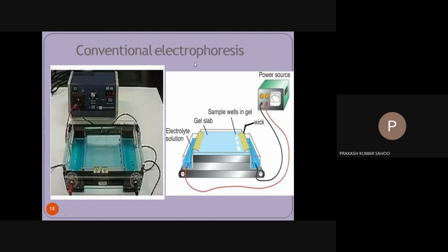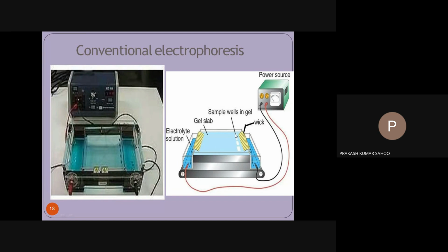This is conventional electrophoresis. This is the actual instrument, and this is the computerized one. There is a bed, which is nothing but the gel slab, and this is the sample well. Samples are injected into this well, and it is connected to the respective positive and negative parts.